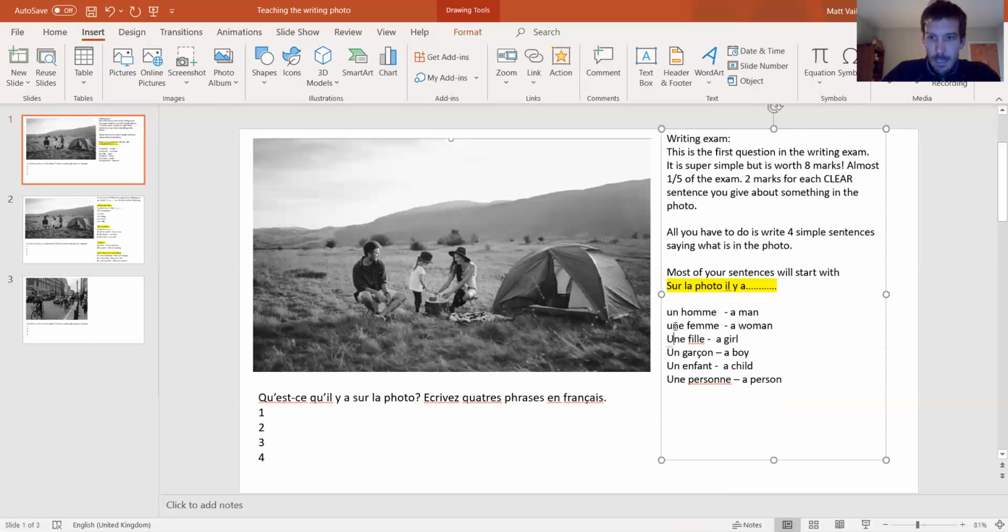Apologies for those being capitalized. They shouldn't be, obviously, because they're not coming at the start of a sentence. We've got to have each of these sur la photo il y a in front of them. You can't just write that. You have to have sur la photo il y a in front of all these.